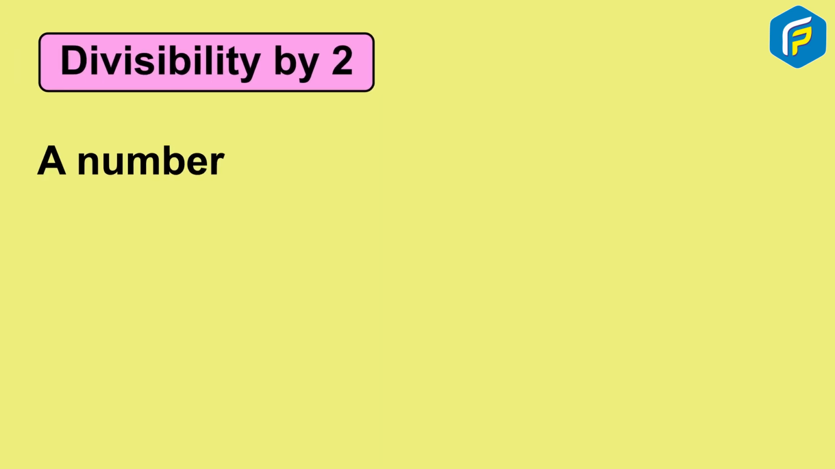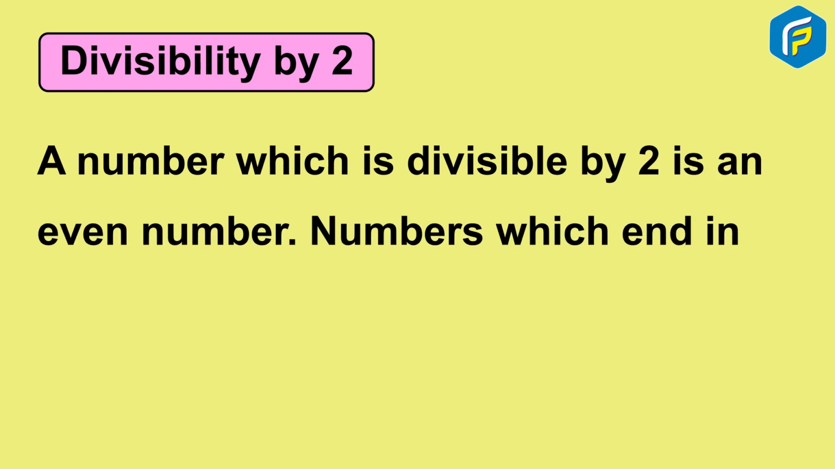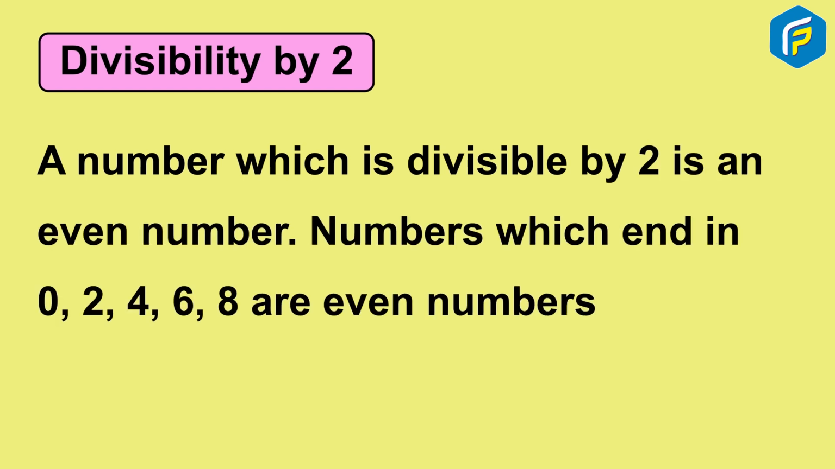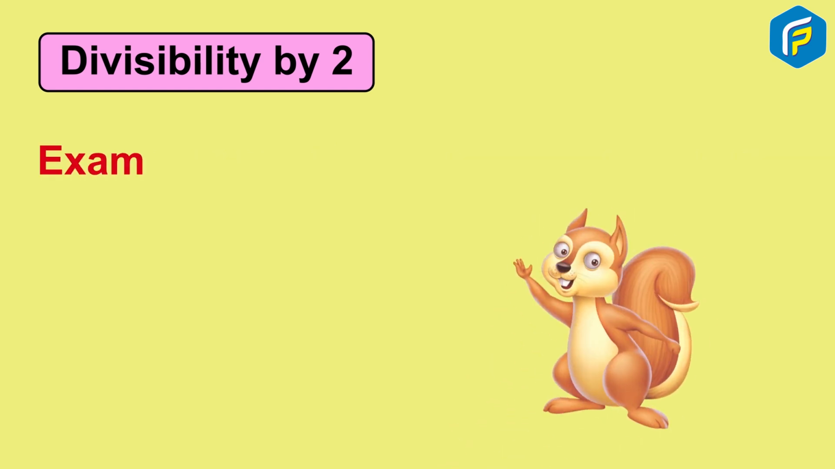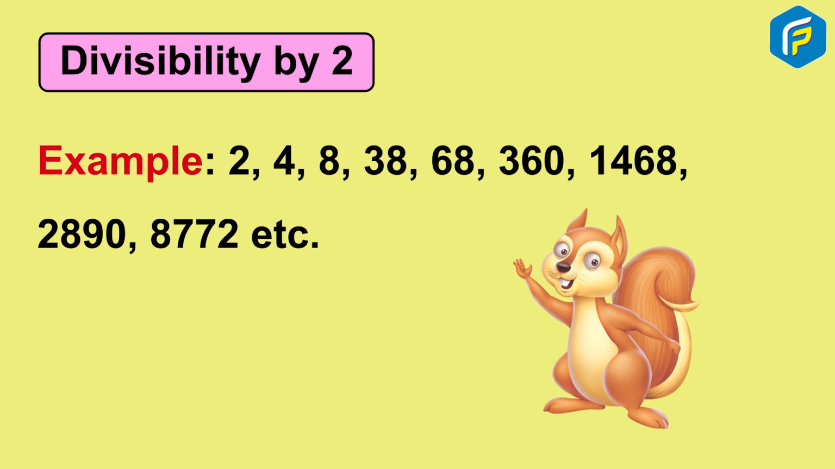Divisibility test. Divisibility by 2. A number which is divisible by 2 is an even number. Numbers which end in 0, 2, 4, 6, 8 are even numbers. Example: 2, 4, 8, 38, 68, 360, 1468, 2890, 8772, etc.